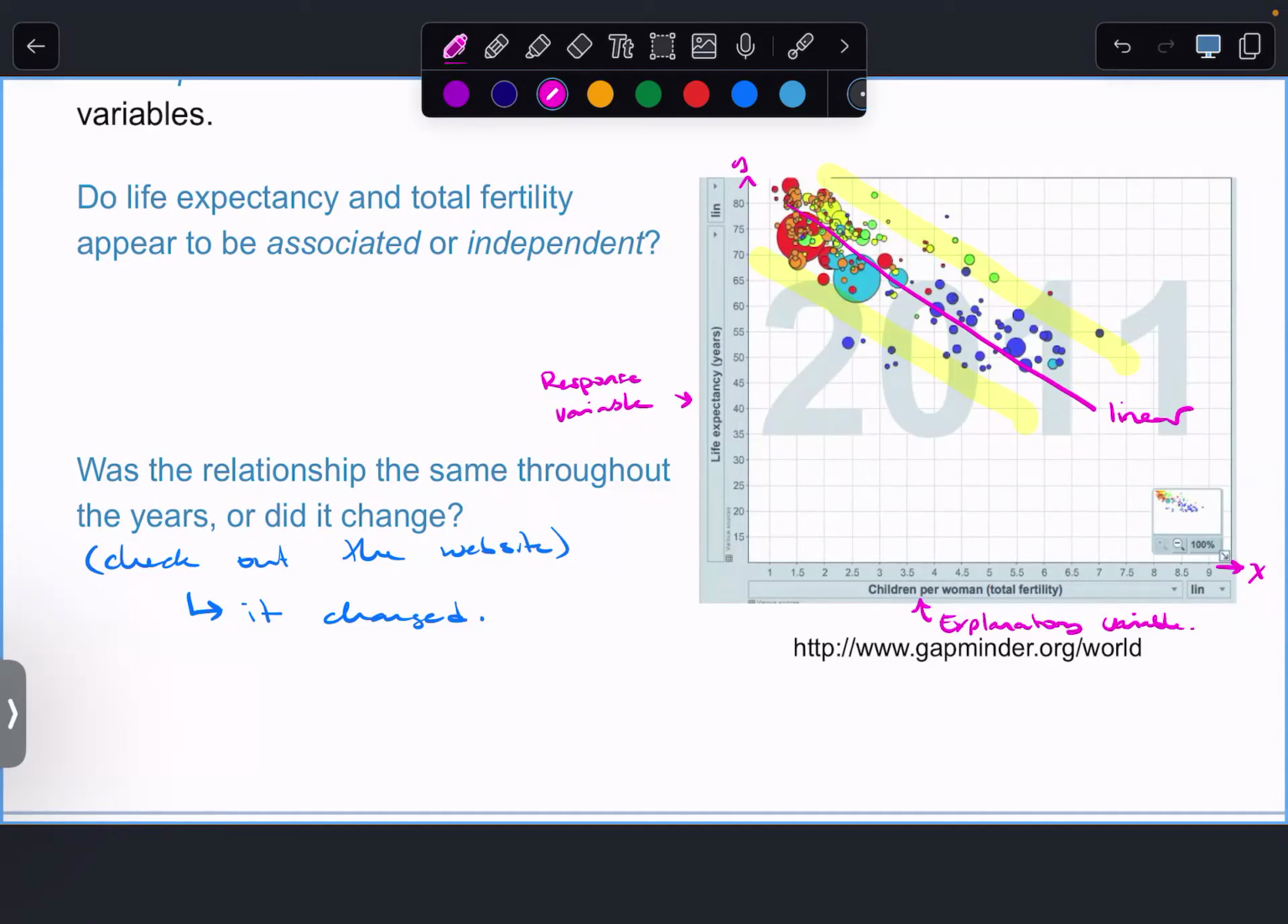And it looks like it's a negative relationship, meaning as your x's increase, your y's are decreasing. And so they do appear to be associated, right? And we can model this behavior with this straight line, but we're going to hold off on doing that until much later in the course.